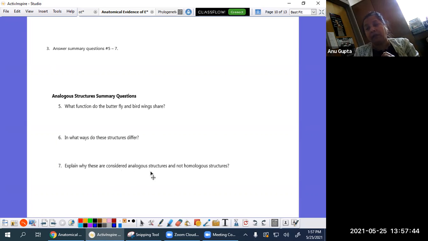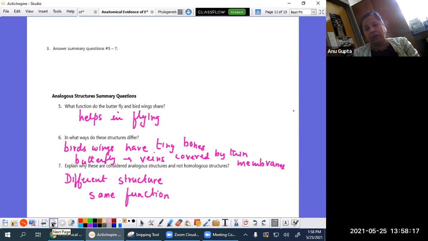Explain why these are considered analogous structures and not homologous. Homologous structures are the ones which have the same structure but different functions. But the bird and the butterfly have different structures in the wing but the same function of flying. So they are analogous structures, and analogous structures do not have a common ancestor. The bird and the butterfly do not have a common ancestor like the forelimbs of the mammals that you did. Different structure and same function.